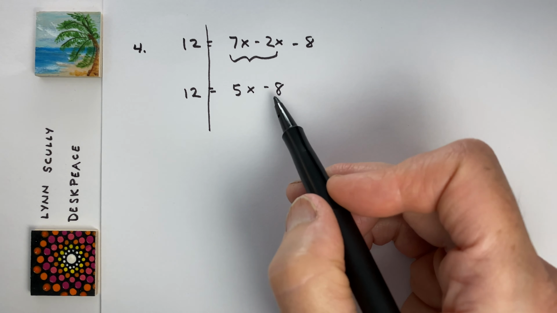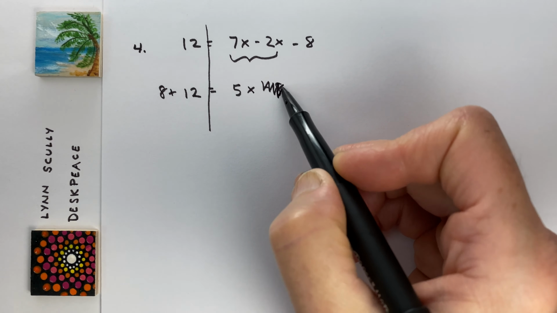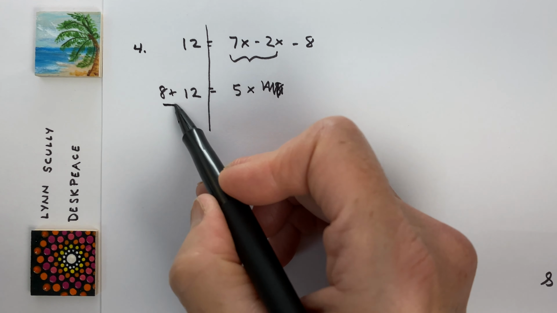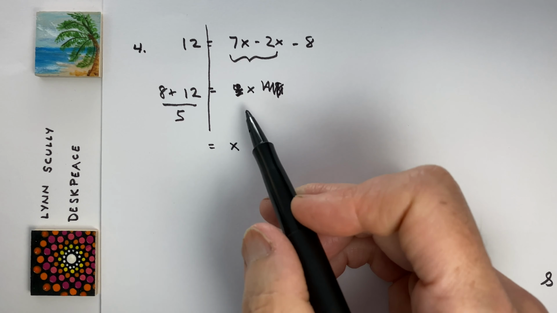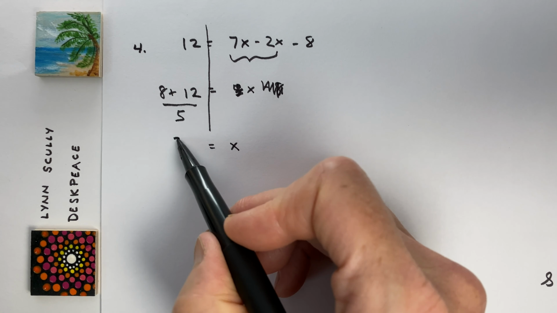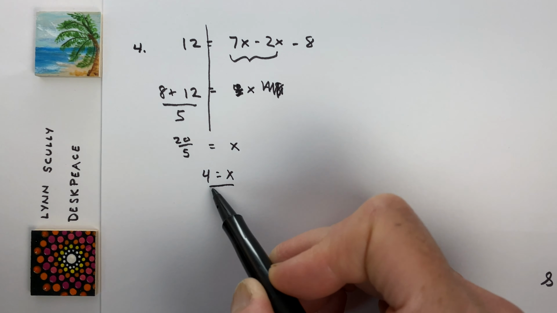I still want to get x alone. 8's attached by subtraction, move it by addition. 5's attached by multiplication, move it by division to the other side of the equal sign. And I'm getting x equals 8 plus 12 is 20 over 5, which is equal to 4.